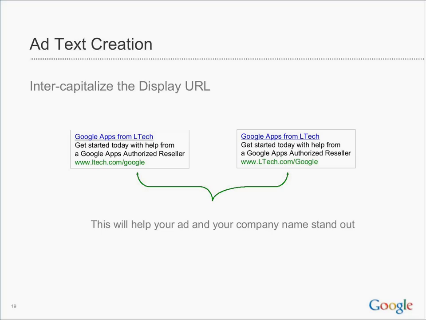Another important piece to writing effective ad text is to make sure your display URL stands out. This is easily done by capitalizing the first letter of each word within the URL, as you can see in the example here. A lot of our advertisers have found that this has helped them get better click-through rates as it's helped their ads stand out even more. It's also going to help you brand your company name and increase awareness. Now, we recommend testing both versions of your display URL before deciding what works best for your campaign.